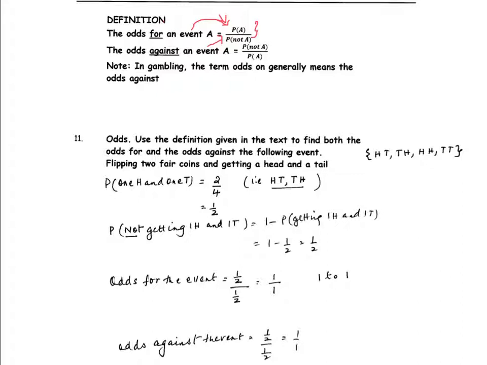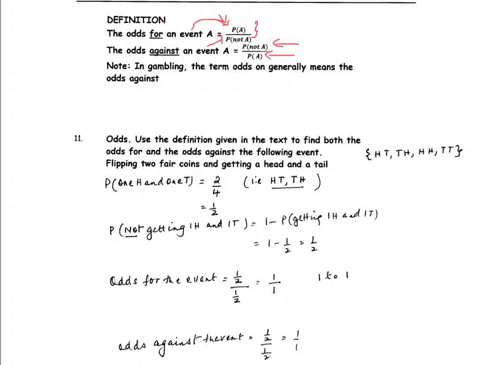What are the odds against an event A? The odds against an event A is again a ratio. In the numerator, we have the probability of that event not happening, since it's the odds against an event A. And in the denominator, we have the opposite, which is the probability of that event actually happening.